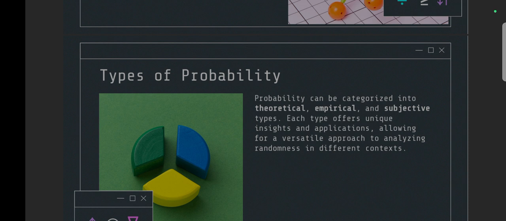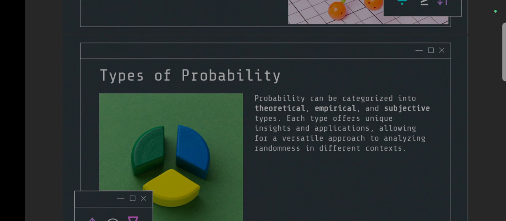Second one, experimental probability. It is based on outcomes of an actual experiment or observation, and it is calculated as P of A is equal to the number of times event A occurs by total number of trials. Third one, subjective probability. This type is based on personal judgment or experience rather than precise calculation.